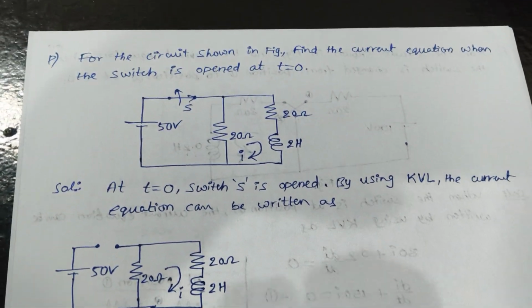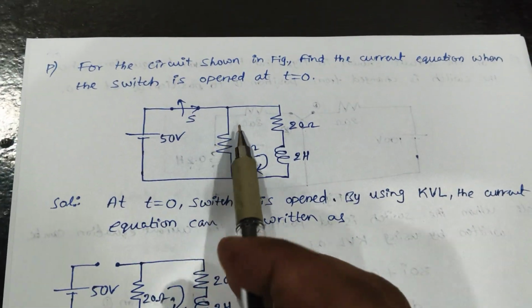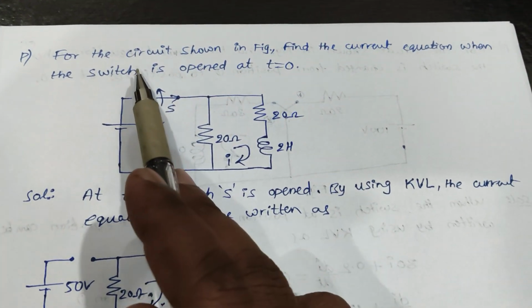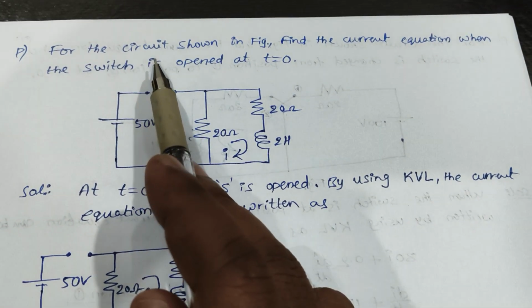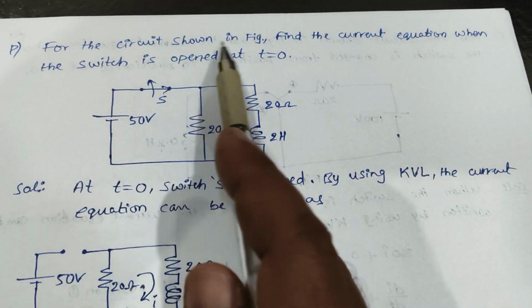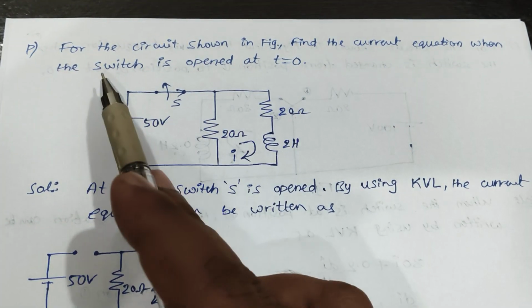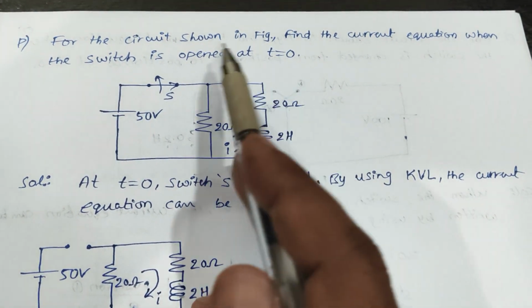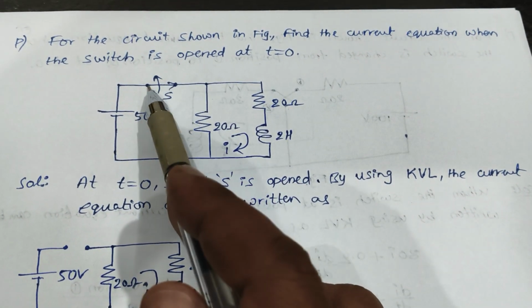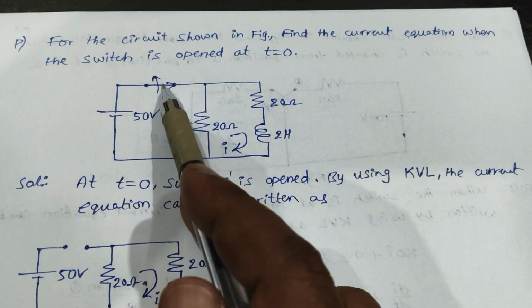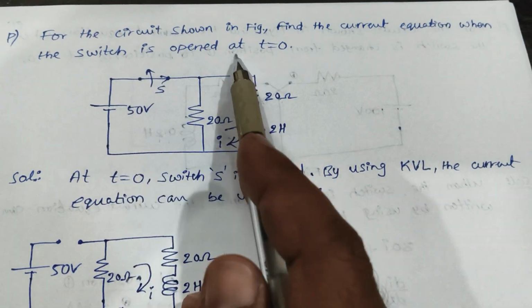Hi everyone. Today we'll see a few more problems. So if you see the problem statement on DC circuit, DC transient circuits, for the circuit shown in figure, find the current equation when the switch is opened at t is equal to 0. Here the switch is opened. Earlier the switch is closed. Now we have to open the switch at t is equal to 0.